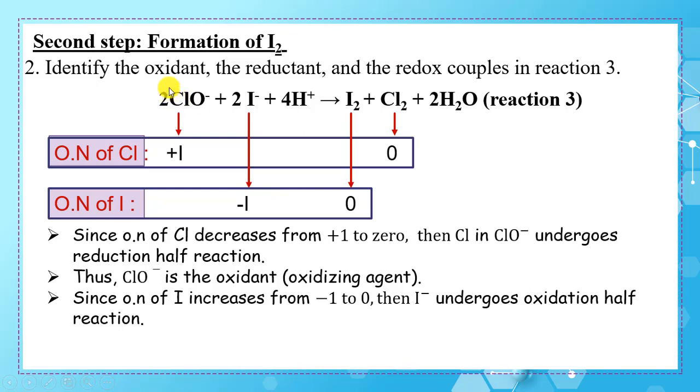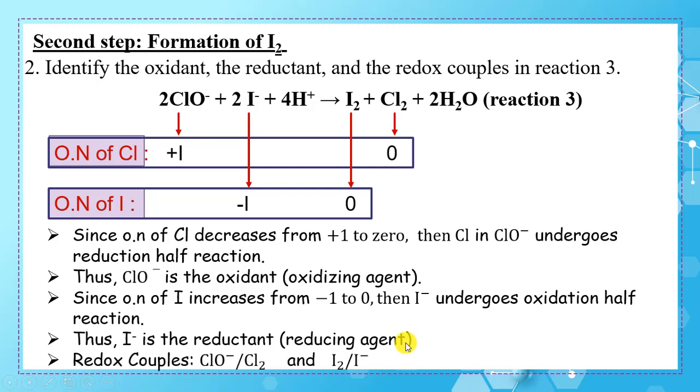Because Cl undergoes reduction, it is the oxidant or oxidizing agent, and I- is the reductant or reducing agent. Therefore, if we want to assign the couples, they are ClO-/Cl2 and I2/I-. Always, as you remember, we start with the oxidizing agent and then the reducing agent.